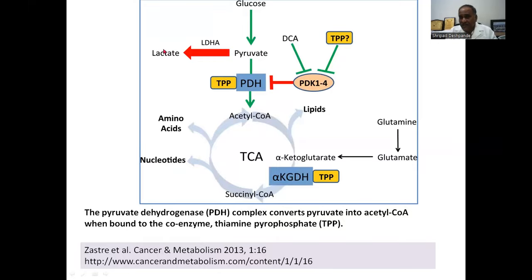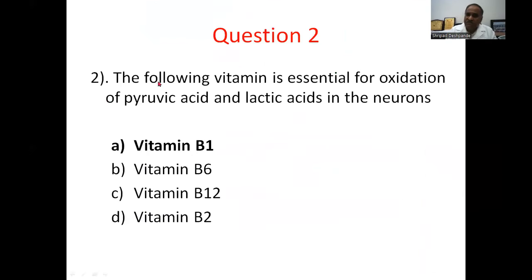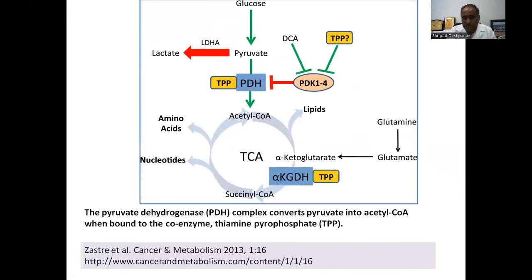So now this lactate and pyruvate enter into the Krebs cycle for oxidation through this pyruvate dehydrogenase enzyme, which is activated by thiamine pyrophosphate. That is where the mechanism is. Hence vitamin B1 is the correct response for question two.